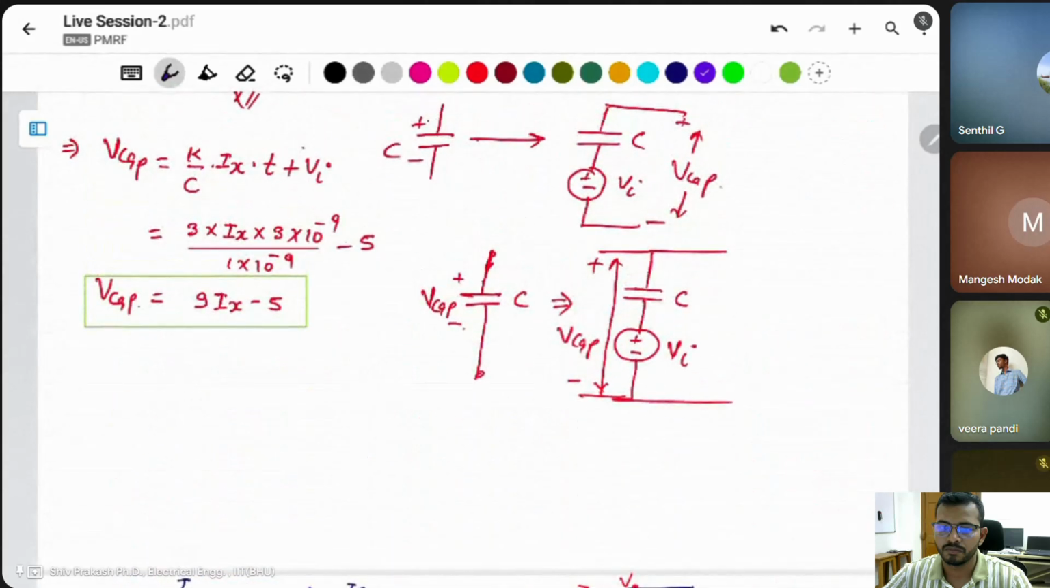Ix is there. Then what is the V capacitor? 9 times Ix, which is 1 by 3, minus 5, is equal to 3 minus 5, which is minus 2 volt. Minus 2 volt is the final answer to this question. Okay.